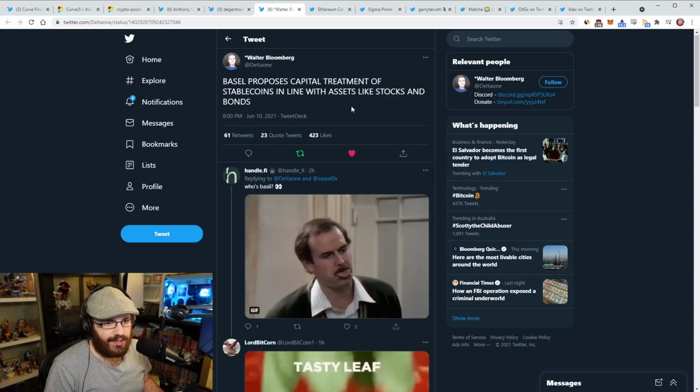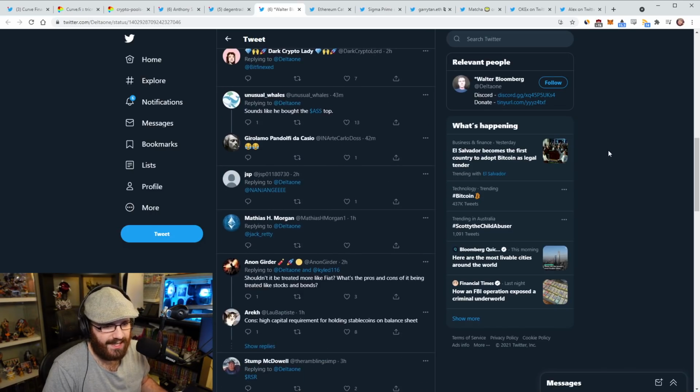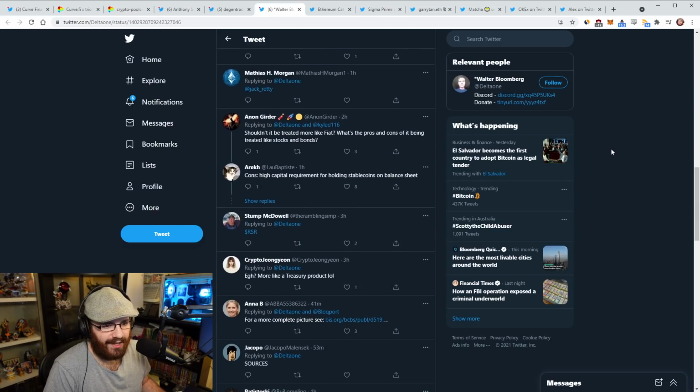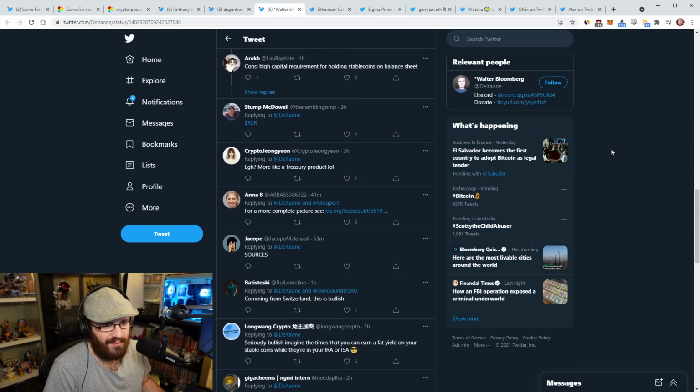So an interesting tweet from, I guess, Walter Bloomberg here, who basically I think just tweets out the Bloomberg news terminal prompts. So he basically said, Basel proposes capital treatment of stablecoins in line with assets like stocks and bonds. I don't know who Basel is. Maybe in the comments they said something about it. It must be some kind of regulator somewhere. I don't know what I'm missing here.